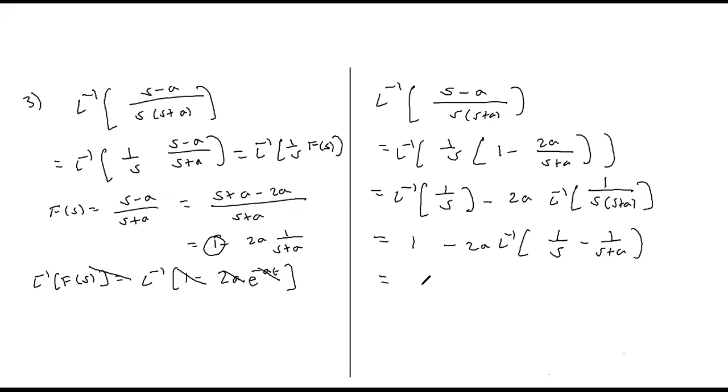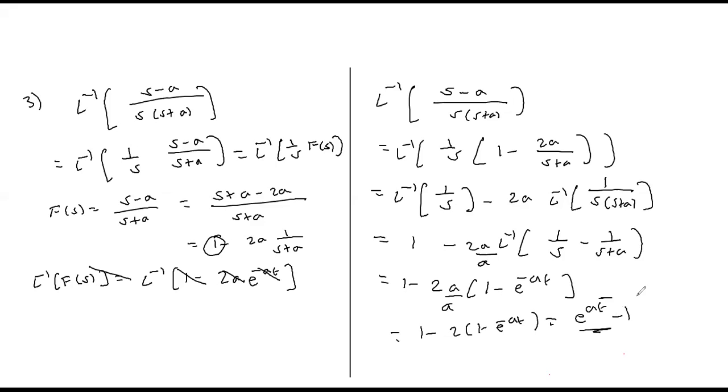So this is 1 minus 2A into L inverse of 1 by S into (S plus A), which is (1 minus e power minus A t) by A. Am I right? Did I make any mistake here? Please check once. I have to divide by the A; these two get cancelled. This is 1 minus 2 into (1 minus e power minus A t). So 1 minus 2 is minus 1, so it is 2e power minus A t minus 1. This is the answer.